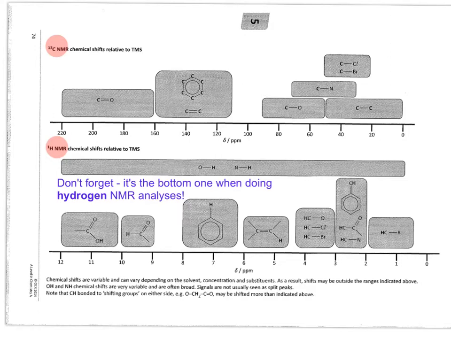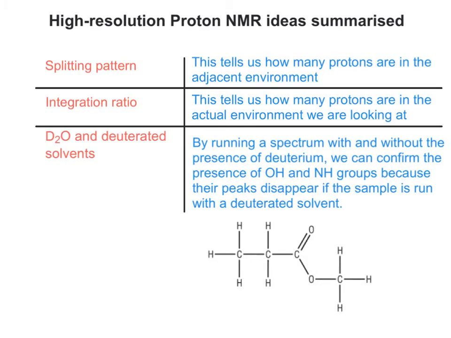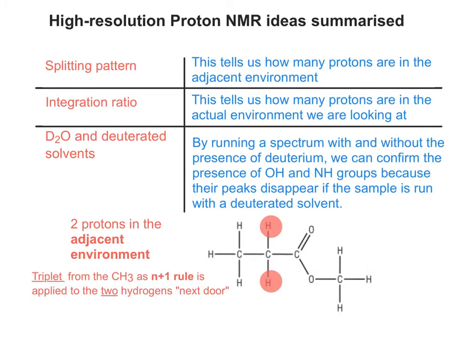Okay, so let's now look at how we might approach this in terms of laying out the information. So let's have a quick review of some of the proton NMR ideas we've been covering. So the splitting pattern tells us how many protons are in the adjacent environment. So let's say we take the CH3 on the left-hand side. So we have 3 protons in that environment, as you can see. But in the adjacent environment, there are 2 protons. So what this means is you get a splitting pattern of a triplet. So a triplet comes from that CH3 as the n+1 rule is applied to the 2 hydrogens next door.